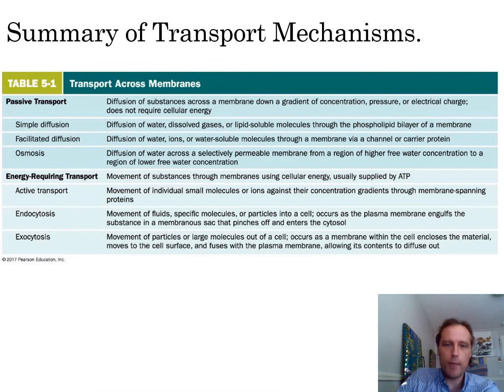This is a summary of transport mechanisms. This is more used for review, so I will not be referencing it, but I'd encourage you to take a look at it. It'll help you to organize your thoughts.